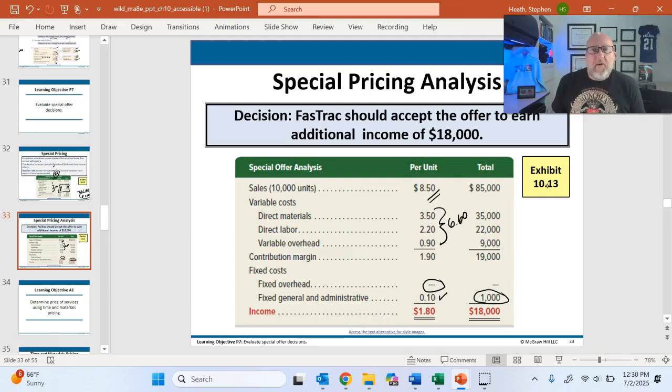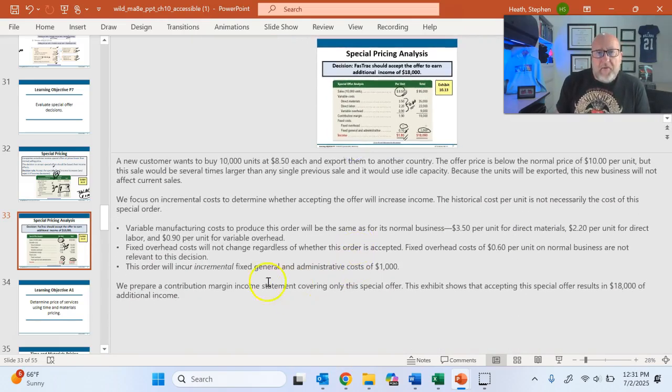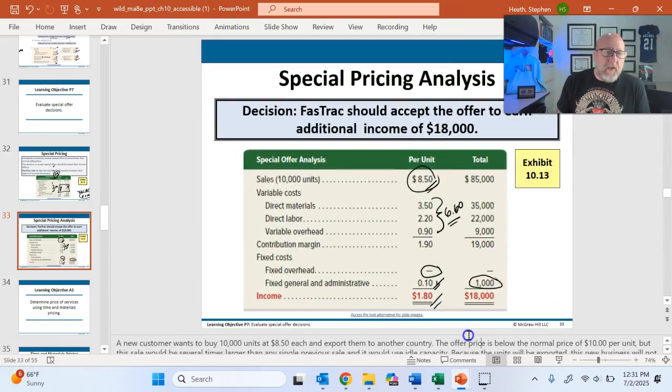If I have idle capacity, I think I'm still saying yes because we're going to receive $8.50. We're going to incur $6.60 in manufacturing costs and then another 10 cents in incremental SG&A. So the income per unit is going to be $1.80. I've already looked at these slides and I know that we're selling 10,000 units. And I also know that our facility is idle.